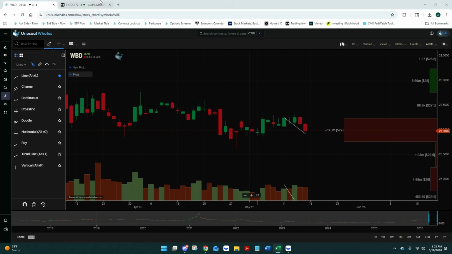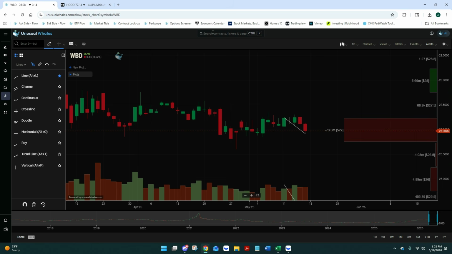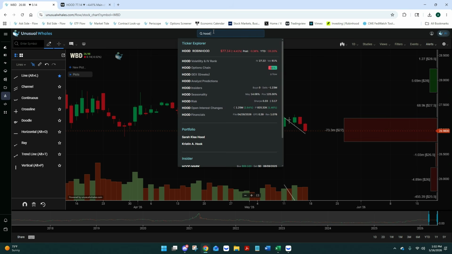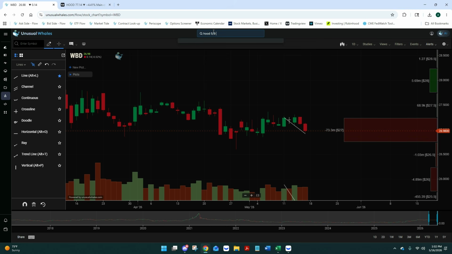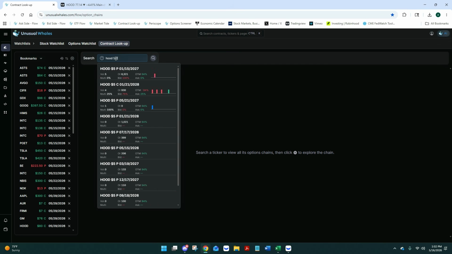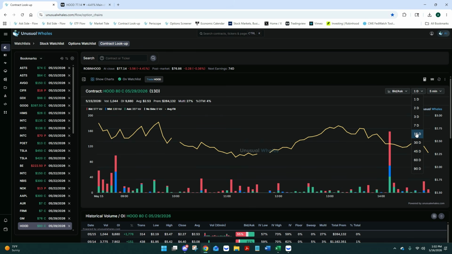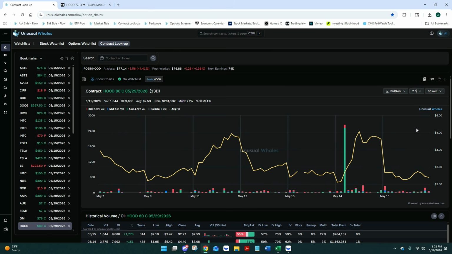So now we got one flow and charts trade to look up here. This was on the HOOD 529.80 call. So let me actually just pop this up here. I need to go contract lookup. HOOD 529.80 call. So let's look at that trade here. These came in on 5/3, so again it would have been valid 5/4 there.